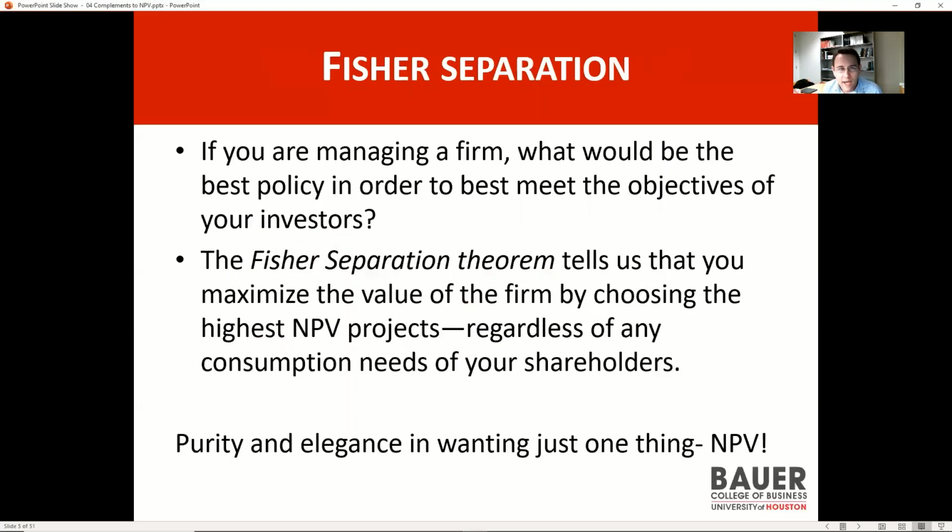It's almost robotic, right? If you have a project, does it have positive NPV? If yes, take the project. If not, then don't take the project. Just a very simple, brute force application of the NPV rule. That's the best thing for your investors, because by taking all these NPV positive projects, you're going to be increasing the wealth for your investors, and that's the best thing that they can do.